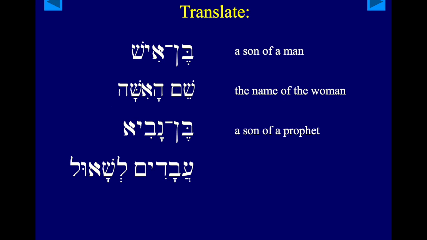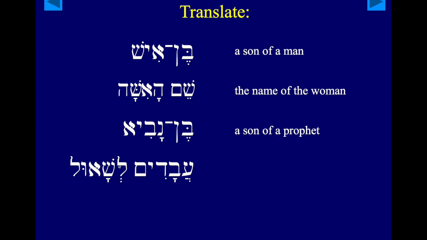Avadim le-Sha'ul. Avadim, eved means servant. Avadim means servants. Masculine plural ending there. Le-Sha'ul. Shaul is Saul, the king. The lamed means to or for. That's a preposition. So this is a prepositional phrase.